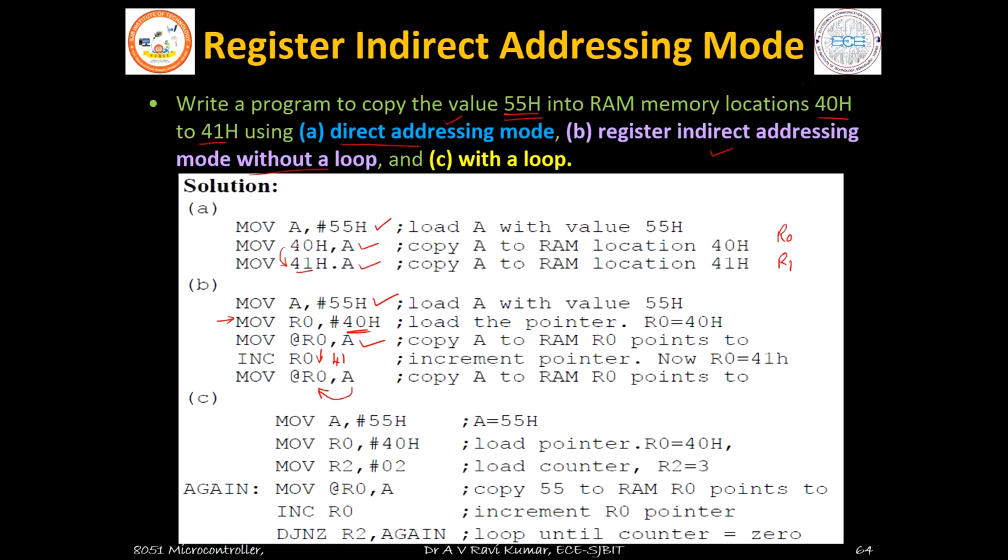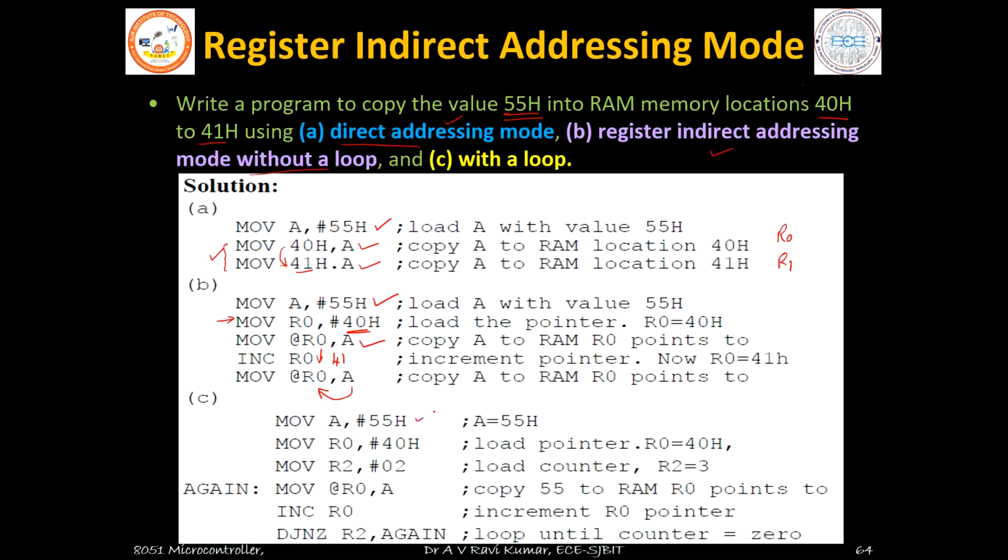Here there are only two addresses I can mention directly. If I have 10 locations, how can I mention 10 addresses directly? That is a drawback while writing the program in direct addressing mode if this is in a loop. Indirect addressing mode is very efficient when working in a loop. Let me show that, it is very simple.